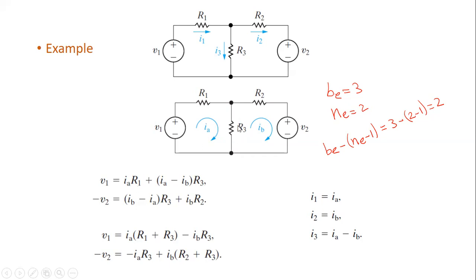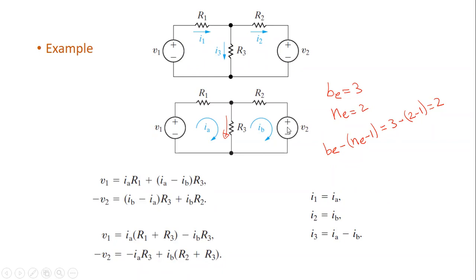And the voltage drop in R3 will be R3 times the current which is going downward. And the current going downward is IA minus IB. So it will be (IA minus IB) R3. Writing KVL for the other mesh, starting from the voltage source going downward, the voltage drop will be plus V2. Taking it to the other side of the equation, it will be negative V2.